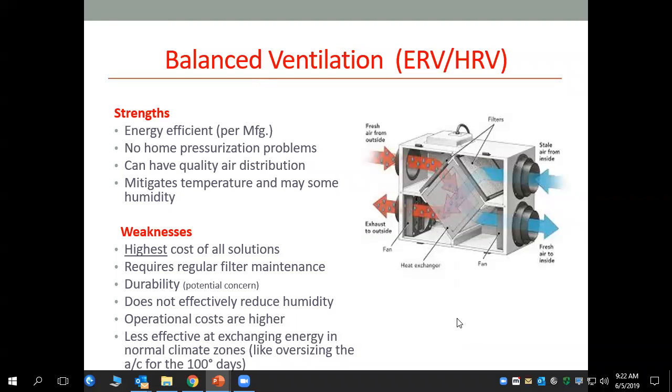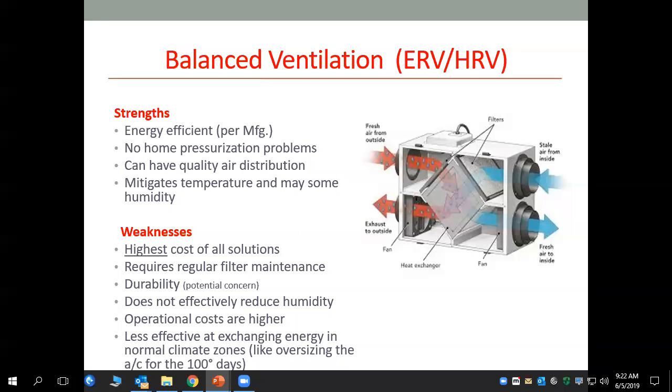I have concerns about durability, and I say potential, since anything that isn't maintained can have durability issues. It doesn't effectively reduce humidity. It can some, but once that core has the humidity, or if it's raining outside and it's humid inside, then you're not going to get any exchange. Your operating costs are higher. We saw on the fan efficiency chart that it is much less efficient. And it's less effective at exchanging energy in normal climate zones.